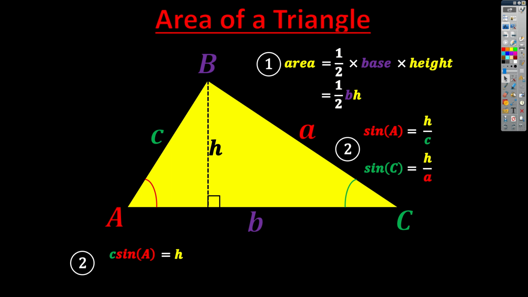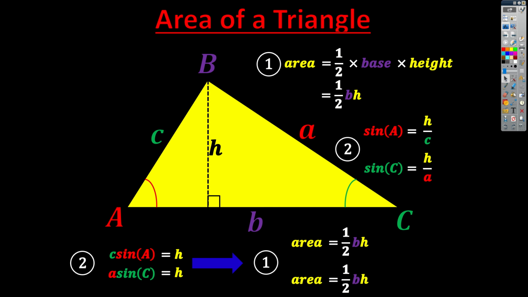So you've either got c sine A equals h or a sine C equals h. If you substitute that then into your area formula, if it's a half base times height, then on the one hand you've got a half b c sine A, and on the other hand you've got a half b a sine C, which you'll notice rearranges immediately into our half ab sine C. So that's our formula proved.